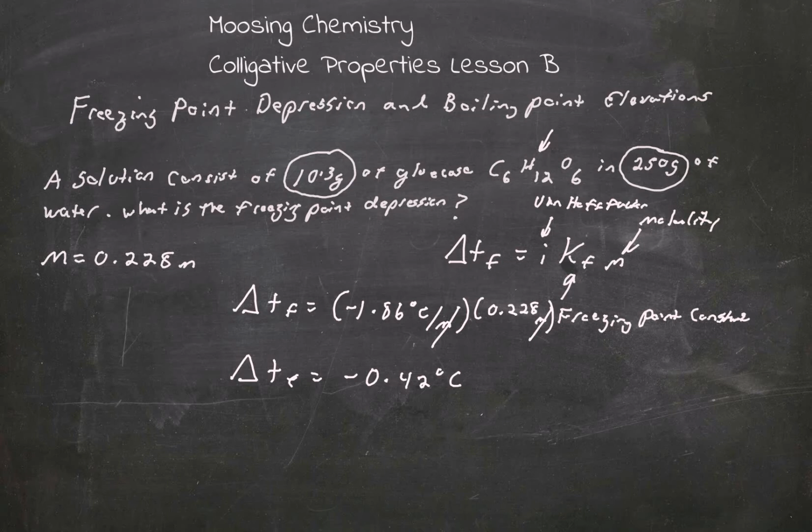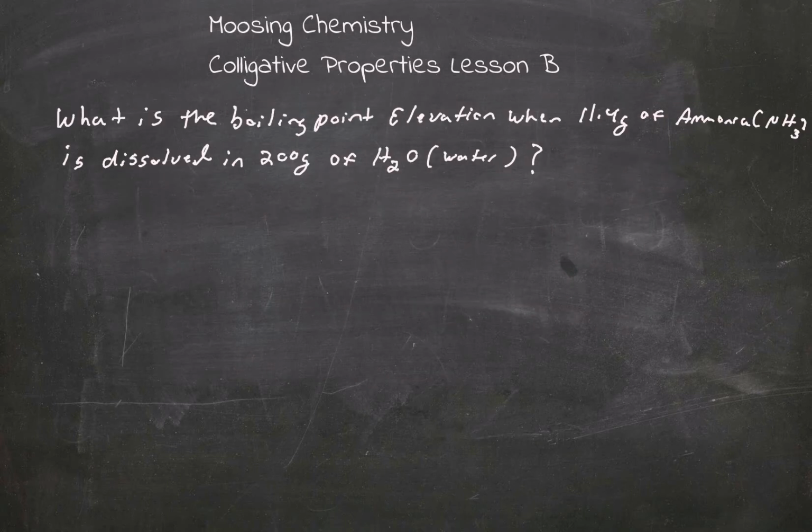So let's look at the next problem here. What I'm going to do is clear all the drawings and set up our next problem. Okay, let's look at another one. This one's going to be a boiling point elevation problem. What is the boiling point elevation when 11.4 grams of ammonia, NH3, is dissolved in 200 grams of water?